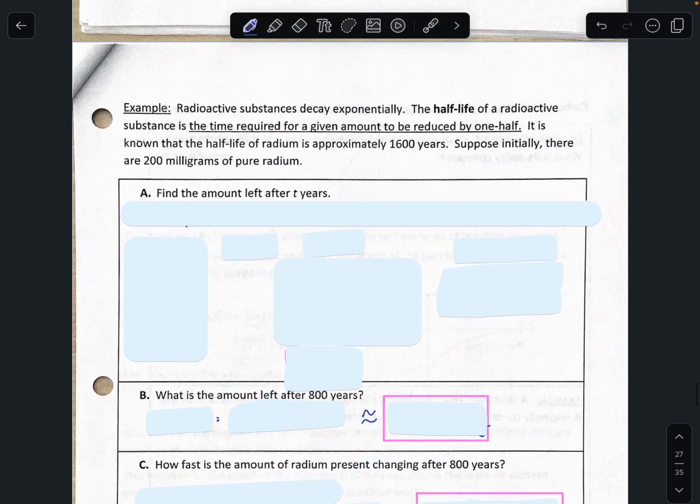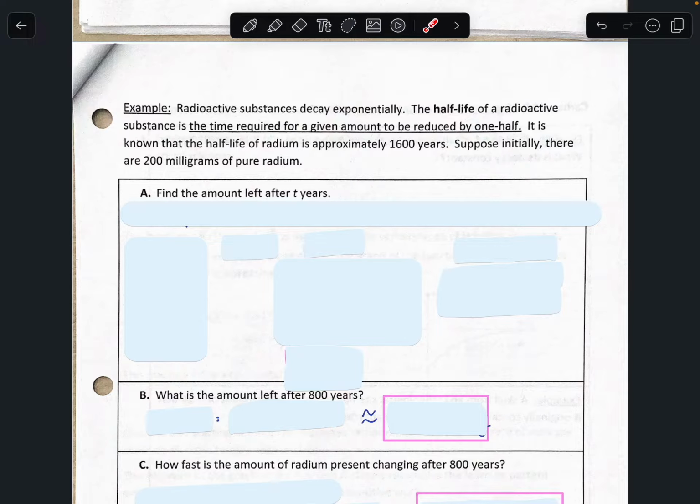So we're looking at half-life. Half-life is a very common application of this exponential decay. If you've taken science, you've probably worked with half-life at some point. But if you haven't, or you need a refresher, half-life is pretty much the time that is required for a given amount to be reduced to half of its original amount. Okay. For radium, in our example, the half-life is approximately 1,600 years. That means it takes 1,600 years for radium to get reduced to half its original amount.